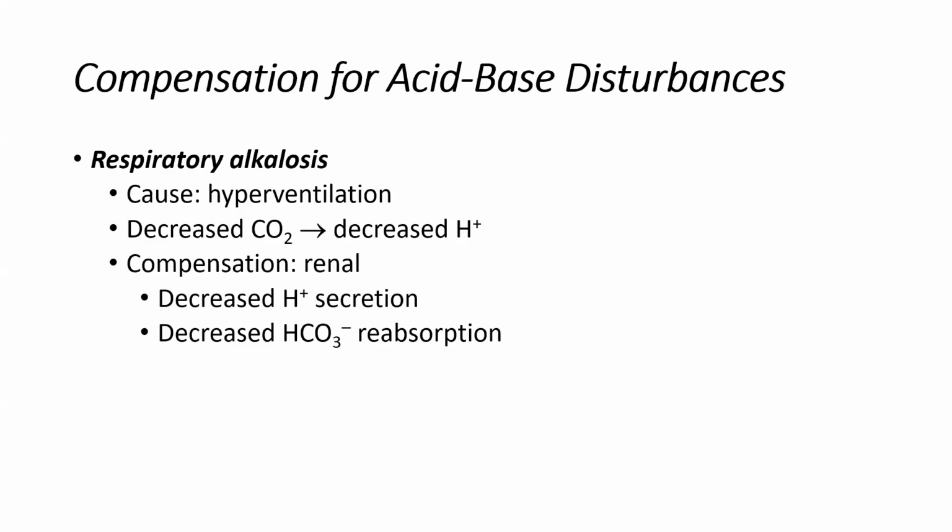The compensation, again, must take place in the kidneys because the causative mechanism is happening in the lungs. So the way that the kidneys will compensate here is decrease the hydrogen ion secretion, so decrease how much hydrogen is being pumped into that tubular fluid, as well as decreasing the bicarb reabsorption. And these two mechanisms in and of themselves will help to correct an alkalosis, right? So if we decrease the amount of base that's being reabsorbed into the plasma, that is going to correct an alkalosis. If we decrease the amount of acid that we're losing, we're holding on to more acid, that is also going to correct an alkalosis.